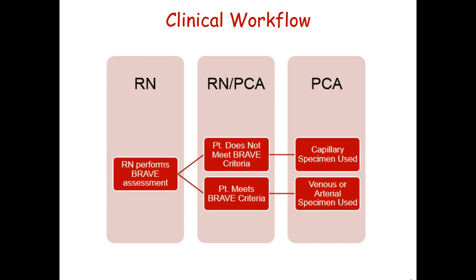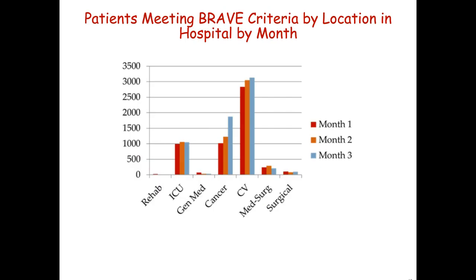The BRAVE criteria is now applied by all of our staff every time they go to do a blood glucose measurement. What this next slide shows you is what units were found to most frequently have someone who met BRAVE criteria, therefore requiring an alternate source of glucose. And this is separating the units by rehab, intensive care, general medicine, cancer, the cardiovascular floors, mixed medical surgical floors, and surgical floors. And this is looking at three sequential months that I've labeled as month one, month two, and month three.